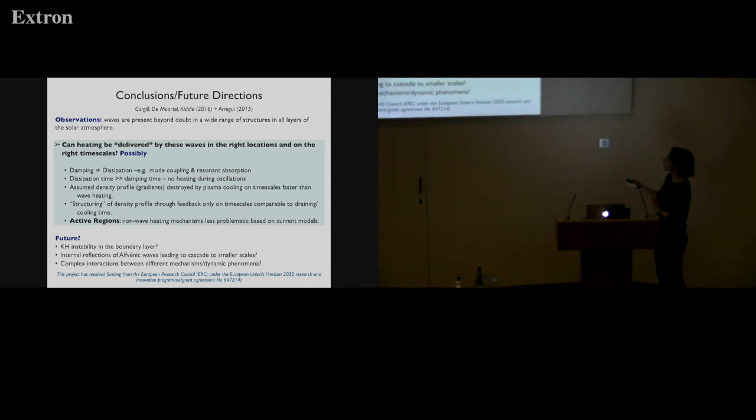And the answer here is maybe, possibly, okay? We've got a lot of problems, and we're having to work hard on our models. Now, I told you at the very start that I was only talking about wave-based heating mechanisms. That doesn't mean there aren't any other models, okay? And for the moment, at least within active regions in the sun's atmosphere, I actually think that non-wave-based heating mechanisms are less problematic based on current models. And I'll finish there. Thank you very much.